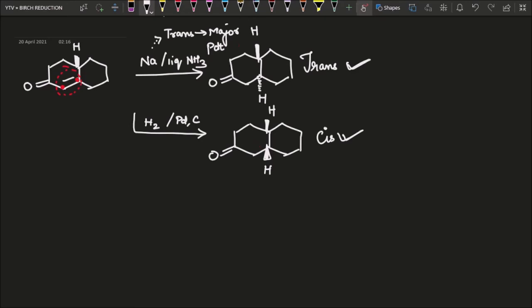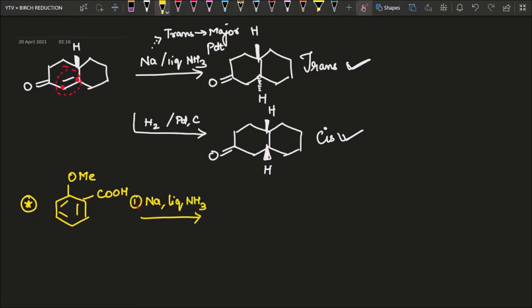Okay, so the first question that we are going to see is, so let us take the first question. We have one OMe methoxy group and one COOH group attached. Okay, so here what we are doing is that we are adding sodium metal in liquid ammonia in the first step. Then followed by the second step, we are adding C7H15Br. Now we have to tell the product. Now what will happen here? See, here we have OMe and COOH. Now we know that OMe is an electron donating group, while COOH is an electron withdrawing group.